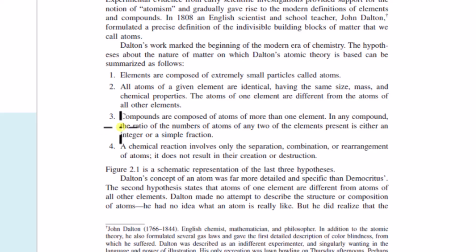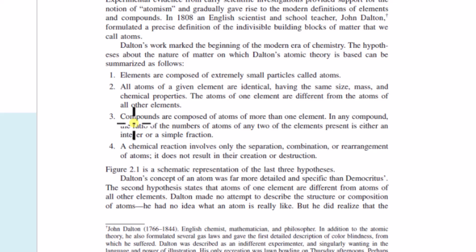Okay, hypothesis 3: compounds are composed of atoms of more than one element. In any compound, the ratio of the numbers of atoms of any two of the elements present is either an integer or a simple fraction. Okay, so they had a sense that there were substances that had more than one type of atom mixed in, because they could do experiments like take some carbon, take some oxygen, put them together, add some heat, and then the carbon and oxygen sort of disappeared.